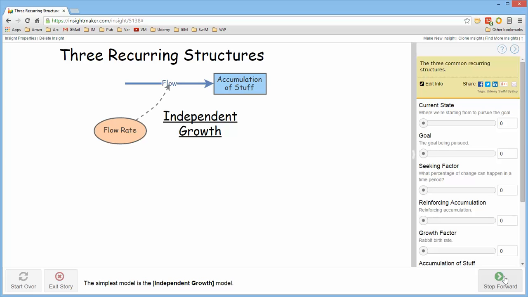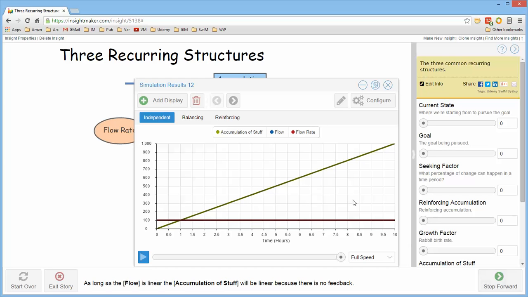The essence of it is that there is no feedback, positive or negative. The inflow or outflow, neither one is dependent upon the amount of stuff that there is. So as I indicated before, this is a linear depiction, a linear growth, simply because the flow itself, as it's defined for this particular example, is a constant. So it's a linear flow.